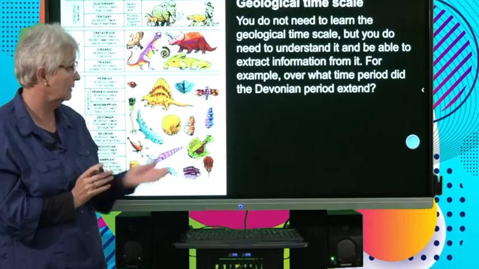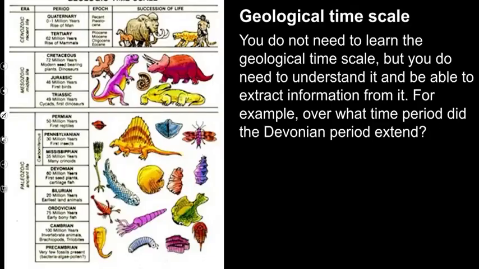For example, over what time period did the Devonian period extend? So you would go here and you would find the Devonian period and you would see how long it lasted, 60 million years. And if we look at what this is, that will be which index fossils or which animals were common at that particular time.